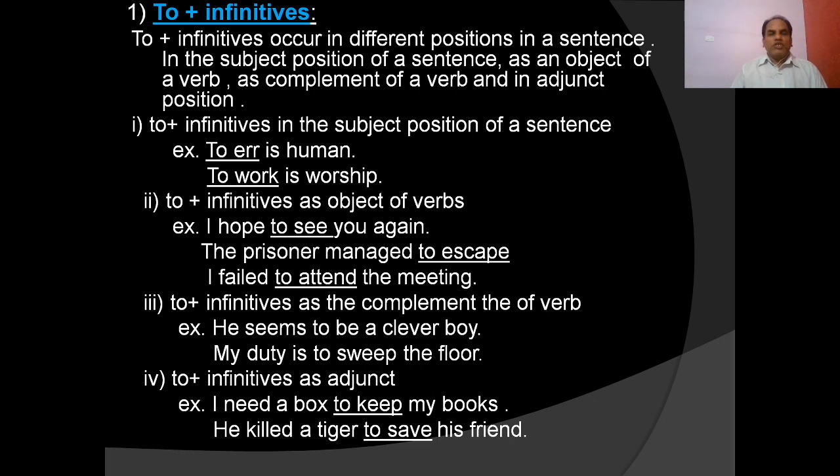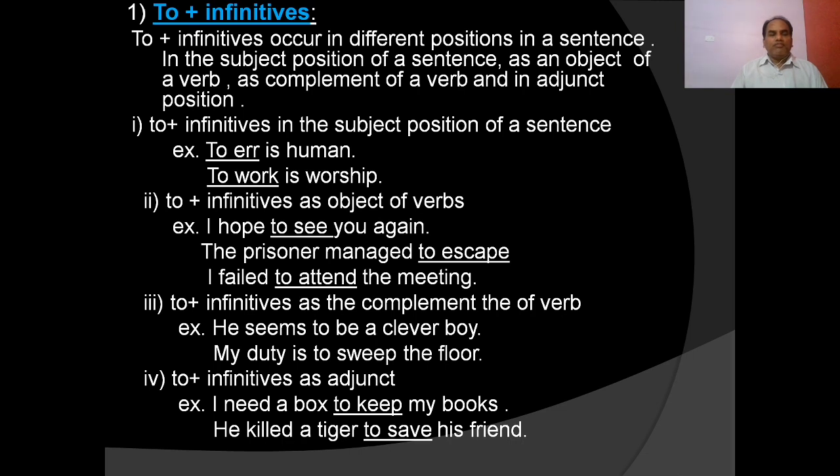Then to-infinitive is also used as object of the verbs. I hope to see you again. Hope is the main verb, and to see is the object of the verb hope. The prisoner managed to escape. He failed to attend the meeting. Failed is the main verb. To attend is the non-finite verb, and it's the object of the main verb failed.